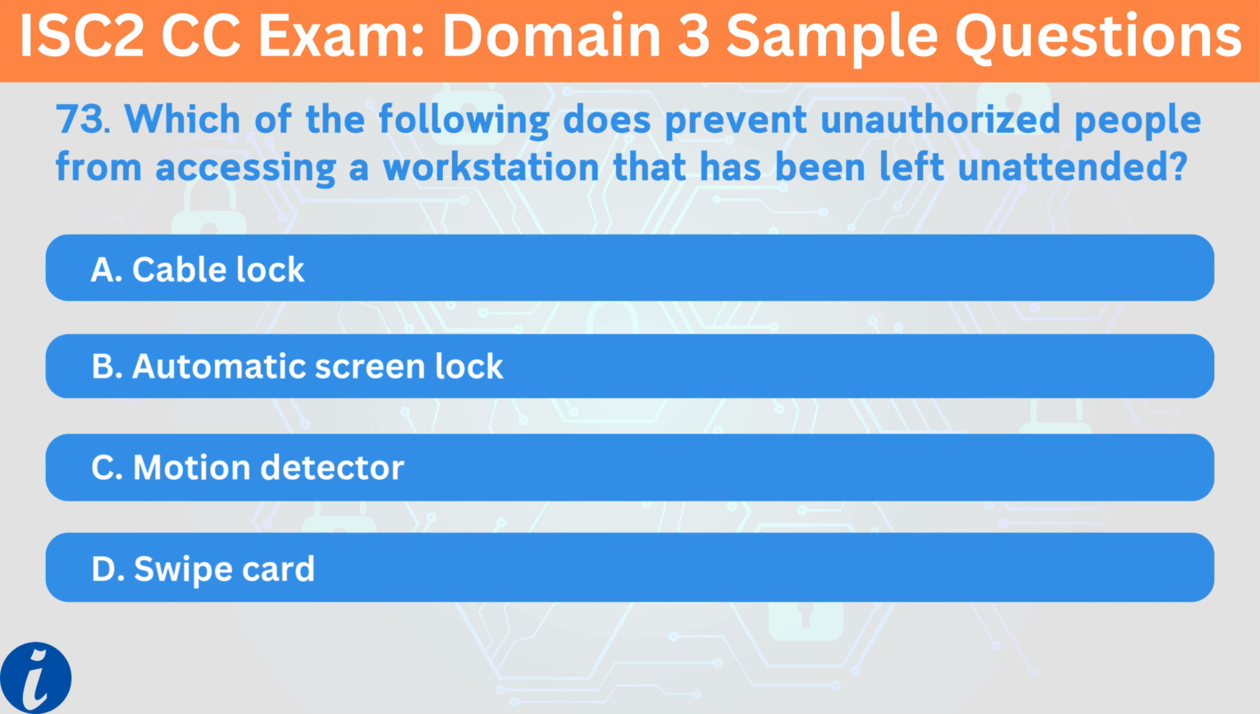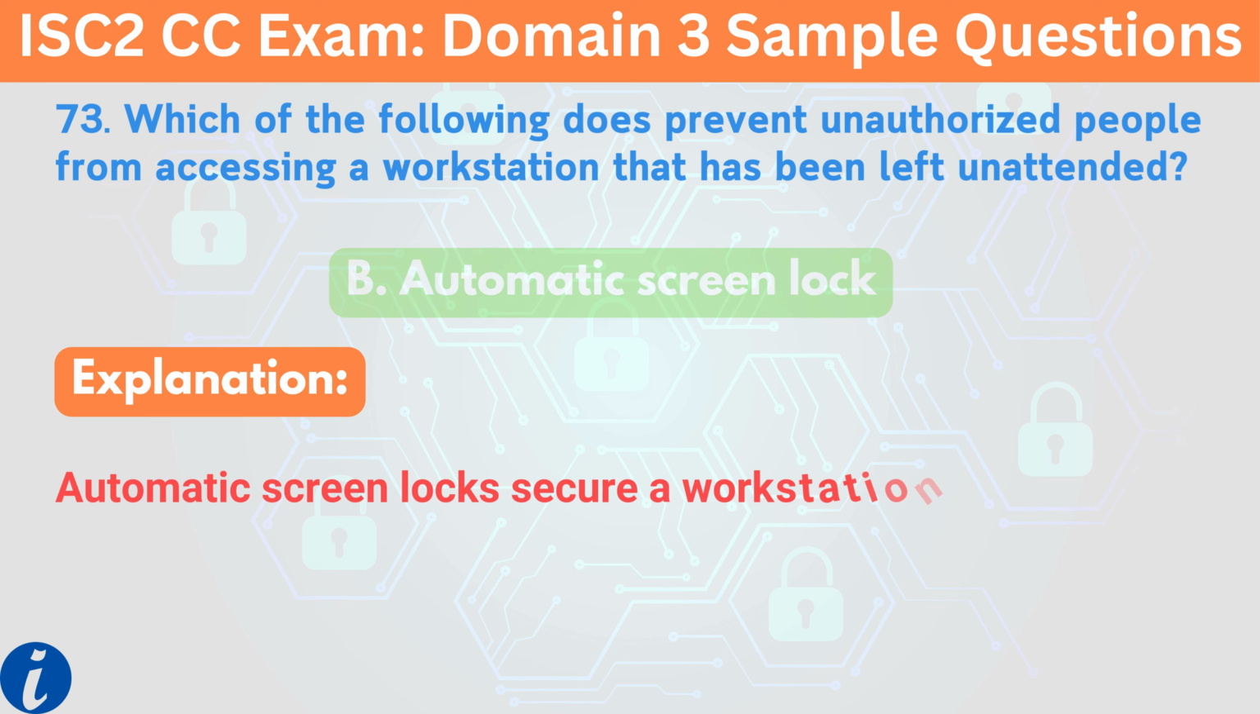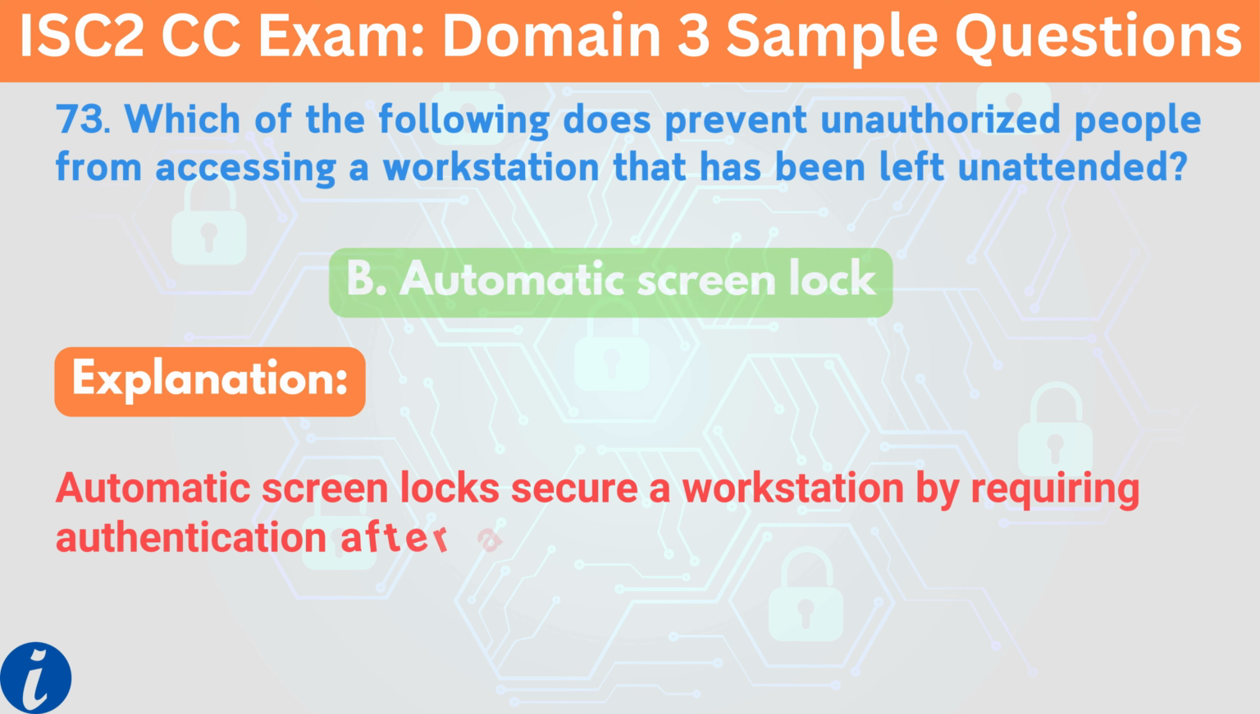73. Which of the following prevents unauthorized people from accessing a workstation that has been left unattended? A. Cable lock. B. Automatic screen lock. C. Motion detector. D. Swipe card. The correct answer is B. Automatic screen lock. Explanation: Automatic screen locks secure a workstation by requiring authentication after a period of inactivity.